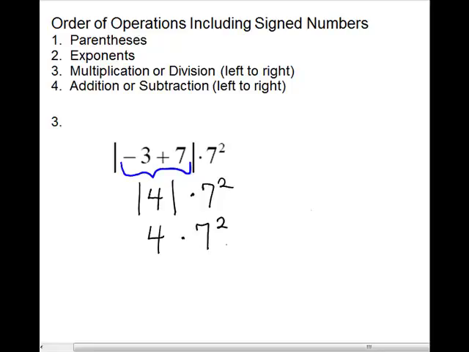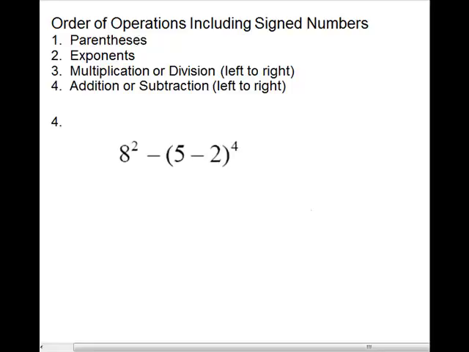Then we'll go through our order. The next thing we will have will be the exponent. So 7 squared means 7 times 7, which is 49. And last we will have our multiplication. So 4 times 49, 196.